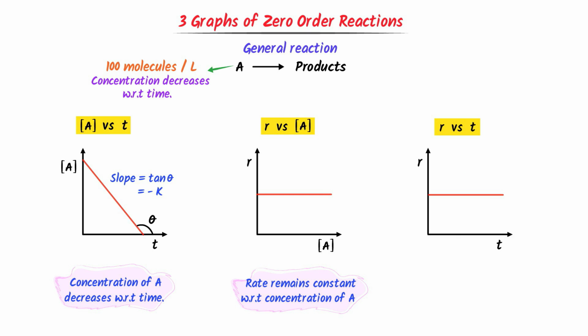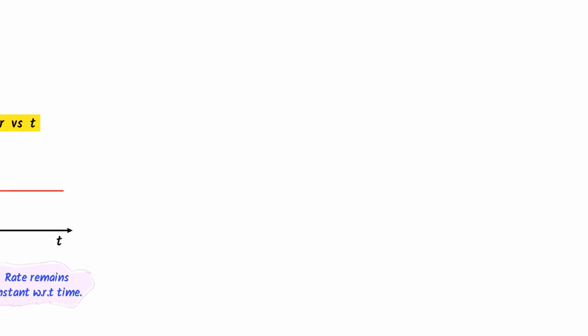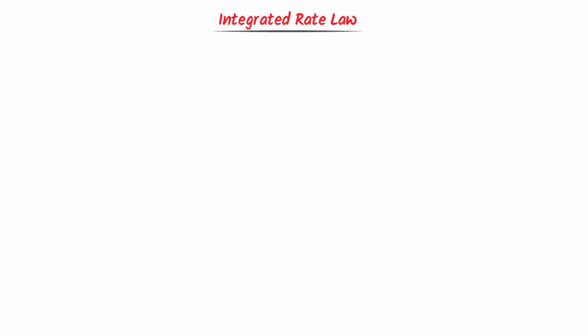So I draw this straight line parallel to x-axis. It means that the rate of zero order reaction remains constant. Thus this is the graph of rate of zero order reaction against time. Hence, note down these three important graphs. Now let me teach you integrated rate law for zero order reaction.